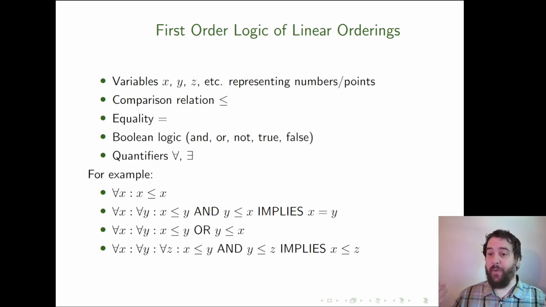And then, of course, we have quantifiers. We're allowed to say for all elements of the linear ordering, or there exists an element of the linear ordering. So, for example, we can say that for every x, x is less than or equal to x. Of course, it's equal. We can also say that for every x and for every y, if x is less than or equal to y and y is less than or equal to x, then x is actually equal to y, and so on and so forth. We can write out the axioms of what it means to be a linear ordering in this particular logical language. So these formulas are true for every linear ordering, but there's also formulas that are true for some linear orderings.